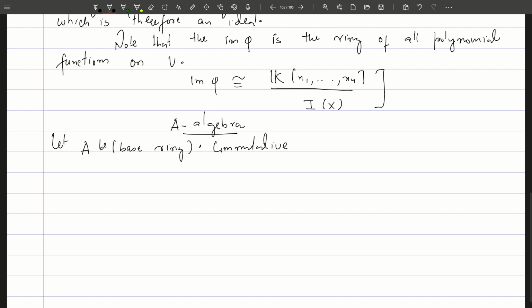So this is a commutative ring with unity. Then an A algebra, so this is actually a ring, say B, with operations plus and dot. So this B is said to be an A algebra if B is itself a ring. So this is a commutative ring.